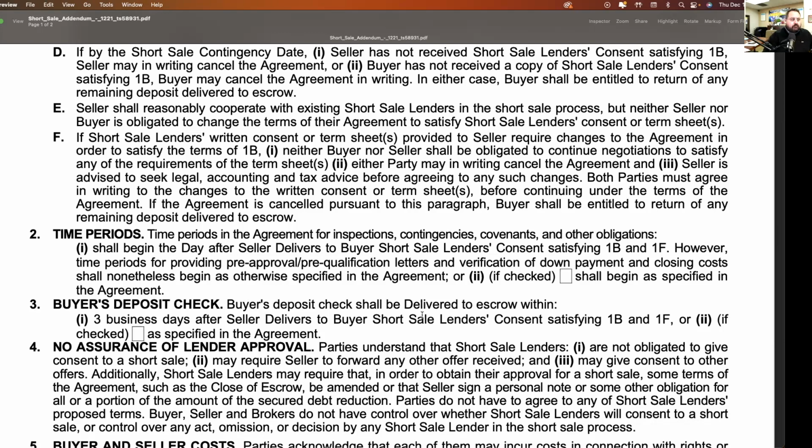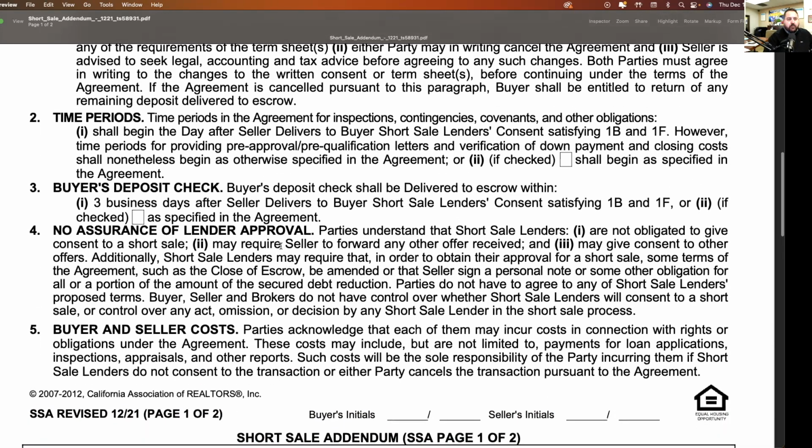Okay. The next section, no assurance of lender approval. Again, we understand that there is no guarantee that the lender is going to approve the short sale. They may or may not.